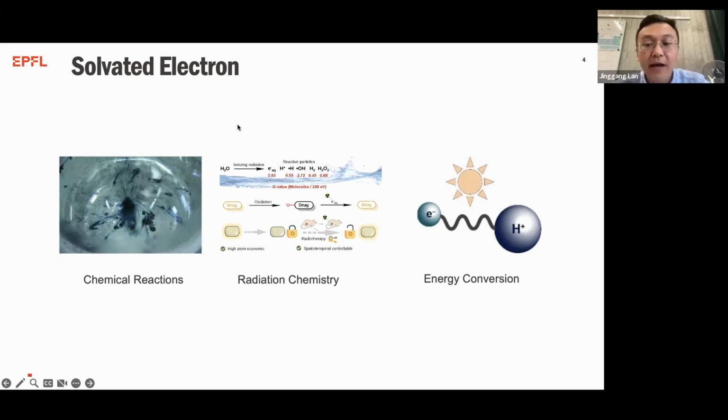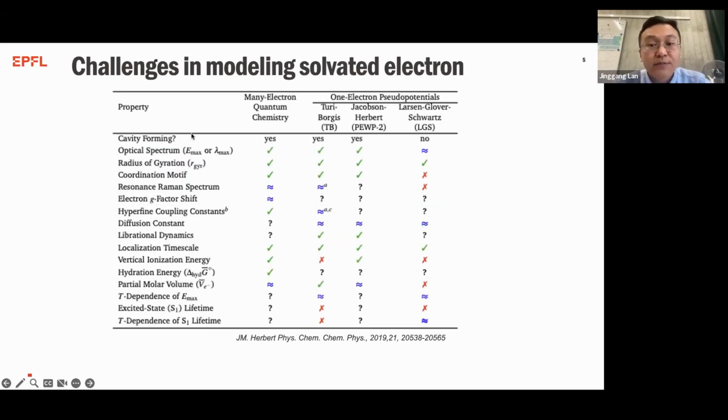In addition, many energy conversion processes also involve the participation of the solvated electron, such as proton-coupled electron transfer. The solvated electron can form at the interface between water and oxide upon light excitation. The solvated electron can then couple with the proton in the water and generate hydrogen, which can be used for energy conversion. For such a simple species, however, it involves complex physics, and many questions and observations from experiments have not been answered.